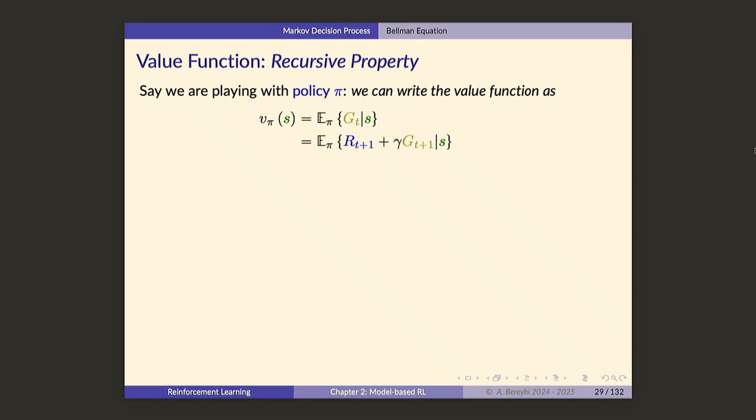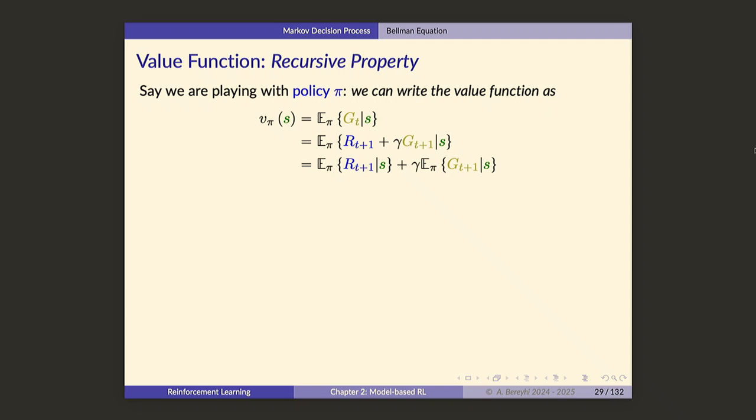Now I can expand this expectation, so I can open it up. I can write down the expectation of the blue term plus the expectation of the yellow term. Everybody's cool? No magic, nothing happened yet. Now, this first term, what is this guy? Do you remember this?